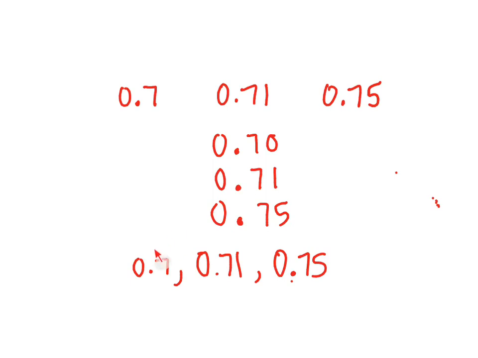So if you didn't want to think about it as money and you just wanted to start by looking at the ones place, they all have the same value. Move on to the tenths place. They all have the same value. It's in the hundredths place where we start noticing the differences. So 7/10 would be the lowest amount, 71 hundredths the next greatest amount, and then 75 hundredths would be the greatest.